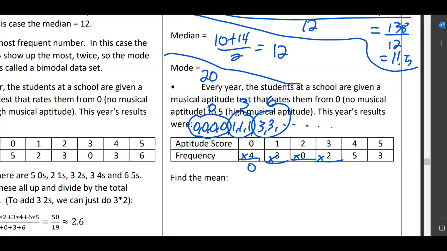4 times 0, 0. 3 times 1 is 3. 2 times 0, 0. 3 times 2, 6. We're getting the 0, the 3, the 6 out of this. If you multiply them together, you're finding the sum of those numbers. Add all those up, 20, 35, 44. Total 44. And in the denominator, you have to add up the total frequency. 4, 5, 6, 7, 8, 9, 10, 11, 12, and 5 is 17.